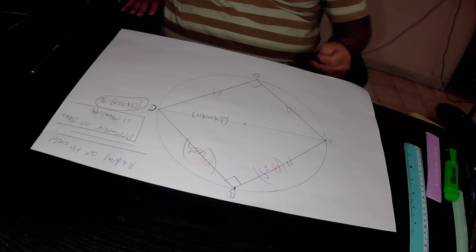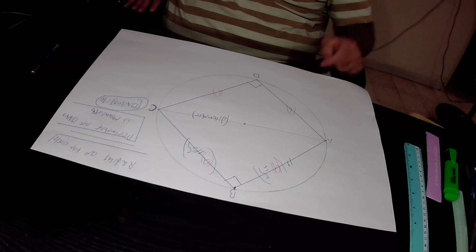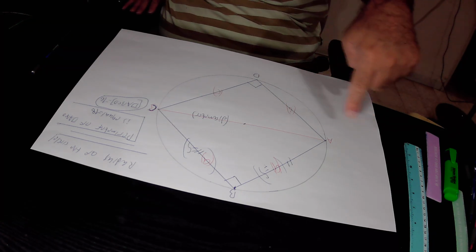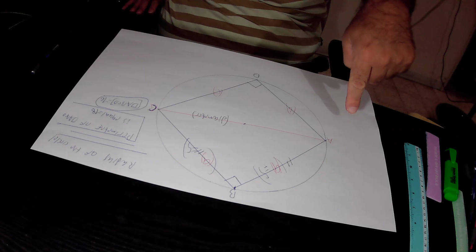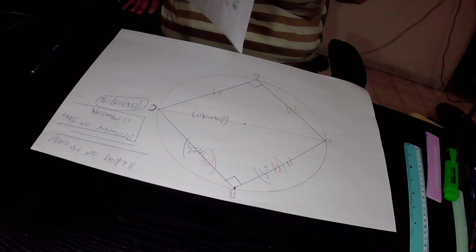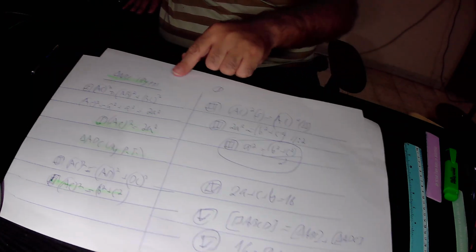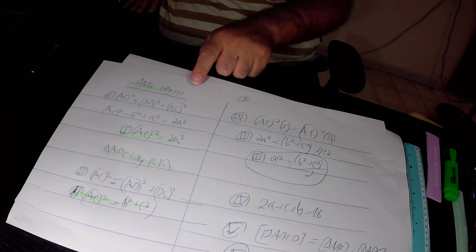According to the Pythagoras theorem, in a right triangle, the square of the hypotenuse equals the sum of the squares of the perpendicular sides. So in that right triangle ABC, AC square, that is the square of the hypotenuse, equals AB square plus BC square. And again, in the right triangle ABC, according to the Pythagoras theorem, AC square equals AB square plus BC square.